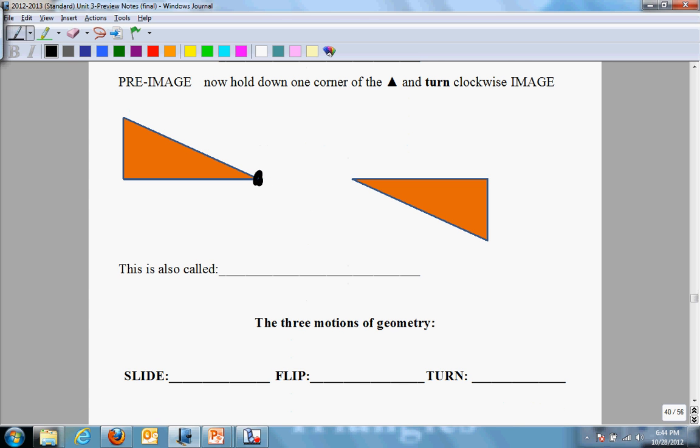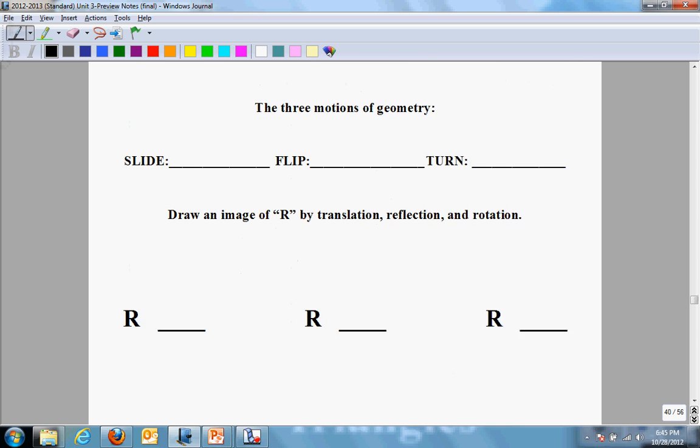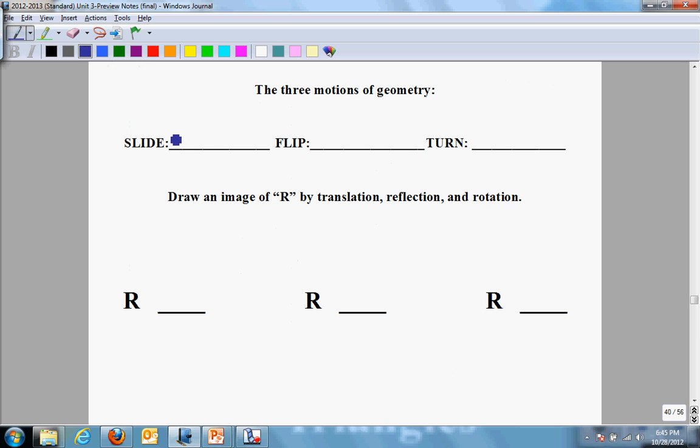Now imagine if your finger was right at that dot, if you were to anchor at that corner and then turn the triangle. That turning motion is also called a rotation. So the three motions of geometry: the slide motion is called translation, the flip motion is called reflection, and the turn motion is called rotation.